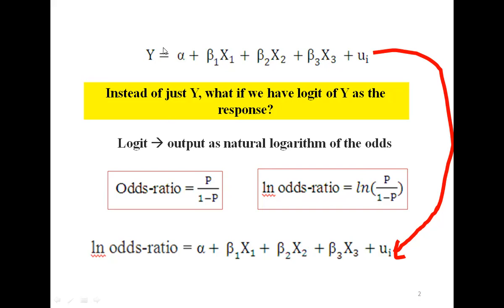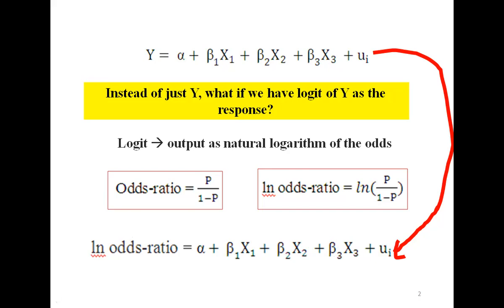Now you see this Y, that is the actual value of Y, which we regress on the independent variables. Here, what we are doing is regressing the log of odds ratio on the independent variables. So we have to see the change in the independent variable in terms of the log odds ratio. So if x1 changes by 1 unit, what is the change in the odds ratio of y?